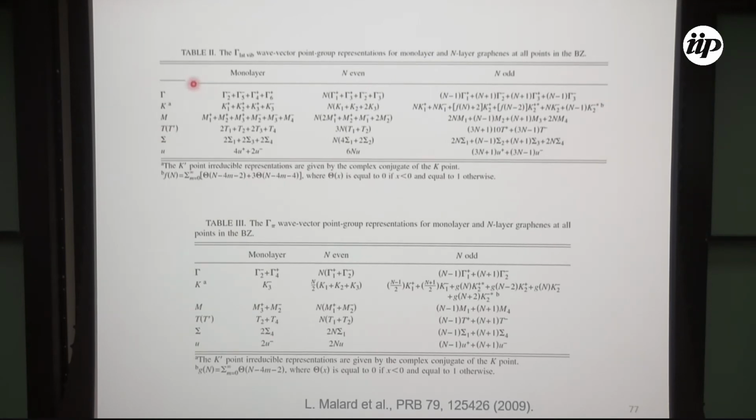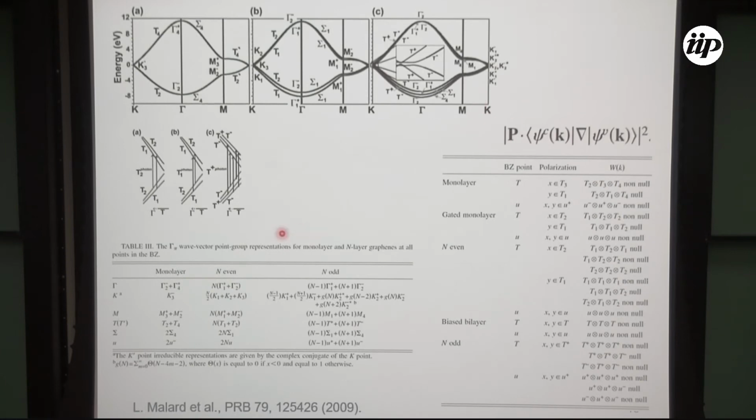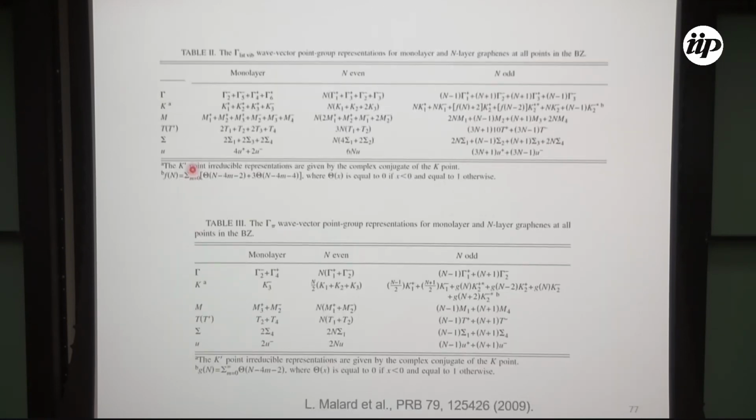Then this comes to the boring part of the talk, although it's the most interesting part if you're doing research. But of course, these are just results. What do you do with this? You go to the character table. For example, we have the pi electron representations for every point inside of the Brillouin zone for monolayer graphene, even number of layers, or odd number of layers.